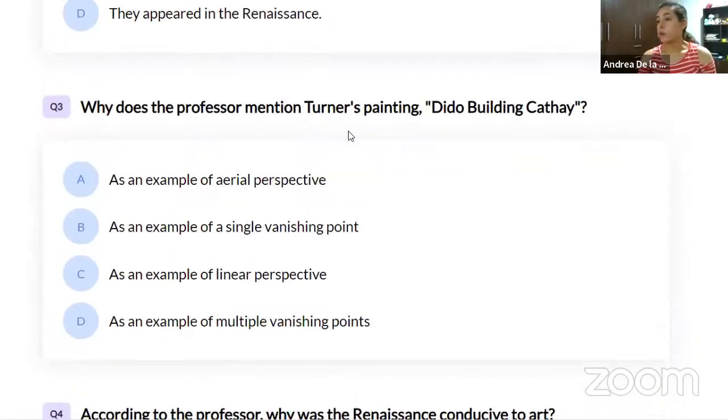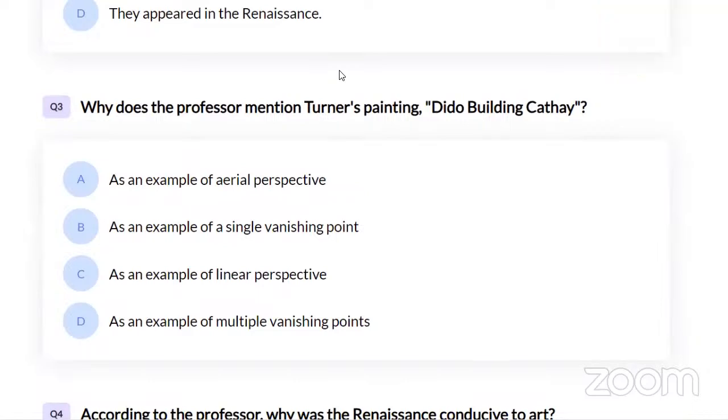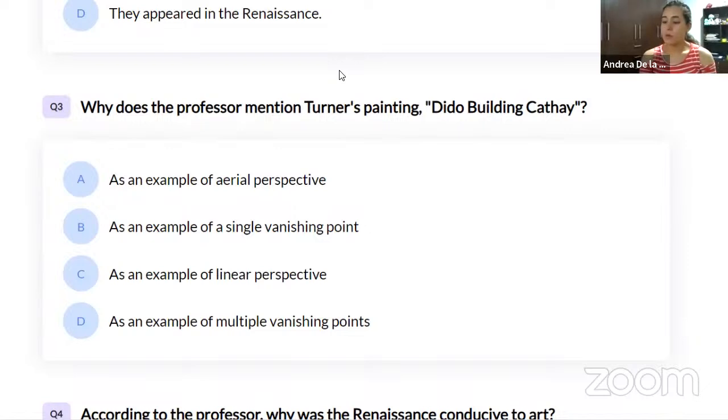Now, the second question or the third question, it says, maybe, Walter, can you please read the question? Yes, teacher. Why does the professor mention Turner's painting, Tito Building Cathay? Okay, thank you so much. So why does the professor mention this?